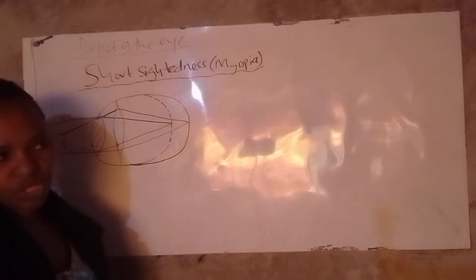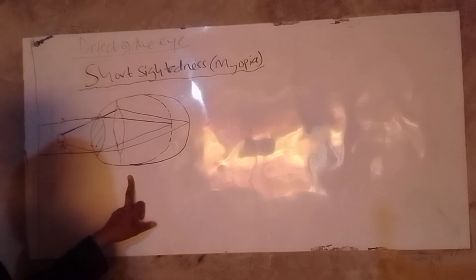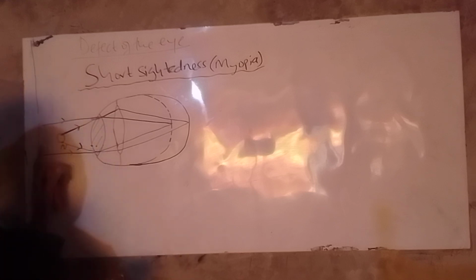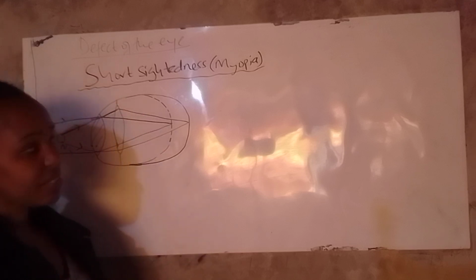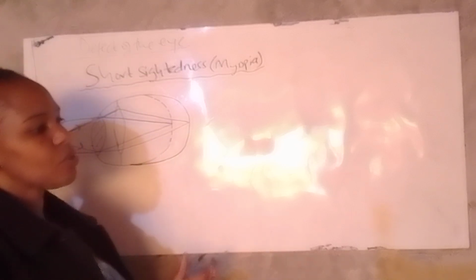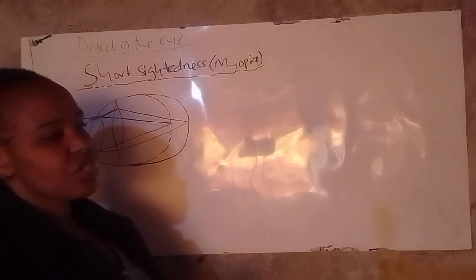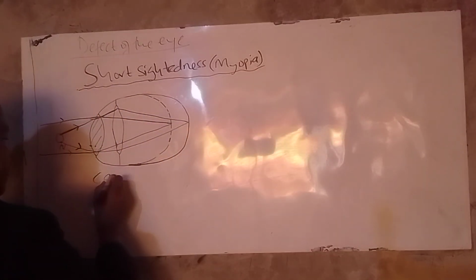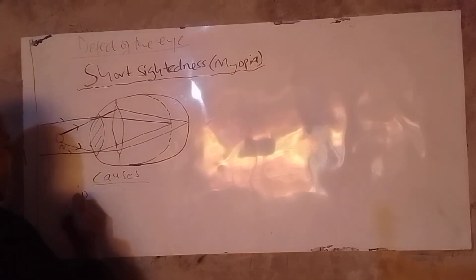So when we have that condition, this person is able to observe objects that are near, but is not able to observe rays that are coming from far objects. The person will not be able to accommodate far objects, but will be able to accommodate objects that are close to the eye. That problem is called short-sightedness. And we have said one of the causes is a longer eyeball.